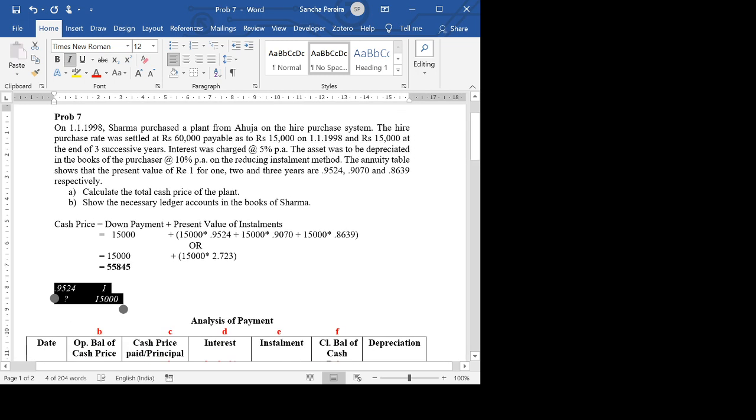So, any questions? Anyone wants to ask me anything with regard to this calculation? The first part of the problem is to calculate the total cash price, which we have already got. I'm making a recording of this lecture anyway, so if you want, I will send the recording. You can go through that full explanation again.